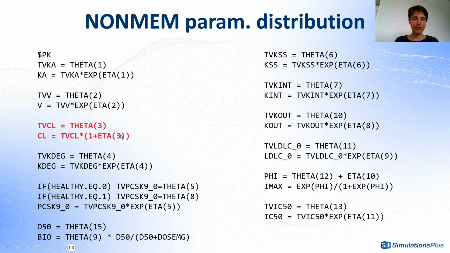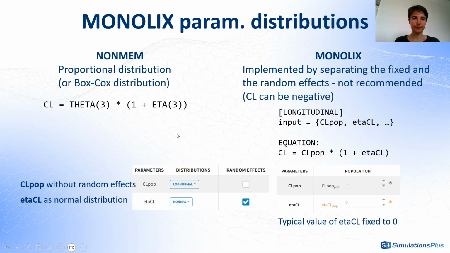In this example, I've squeezed in an additional feature. I have a distribution for the clearance that is actually not one of those that I have listed just before. I have a proportional distribution for the clearance. I would not recommend doing that because it does not ensure that clearance is positive, but if you really want to do it, you can do it in Monolix by separating the fixed and the random effects. So you would have in your model, that you need to write by yourself, the CL pop that corresponds to theta 3 and the eta CL that corresponds to the etas. And then you would reconstruct the clearance from these two input parameters exactly in the same way as in NONMEM.